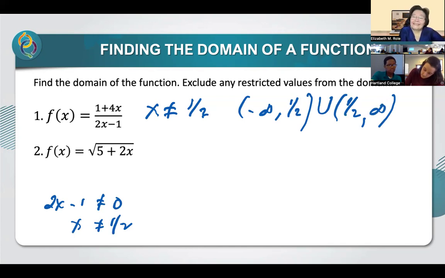All right. So just remember that whenever you have a fraction, you look at the denominator, look for the value that will make the denominator 0, and that will be your restriction, and you put a union as your final answer for the interval notation. And use, of course, parentheses. Okay, number 2.